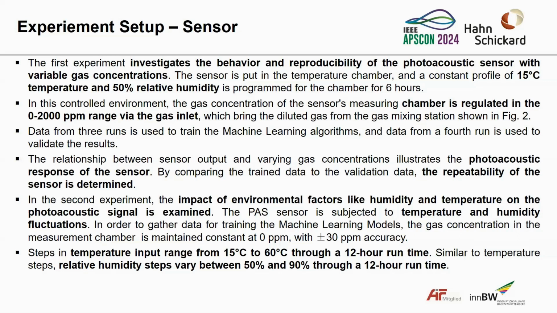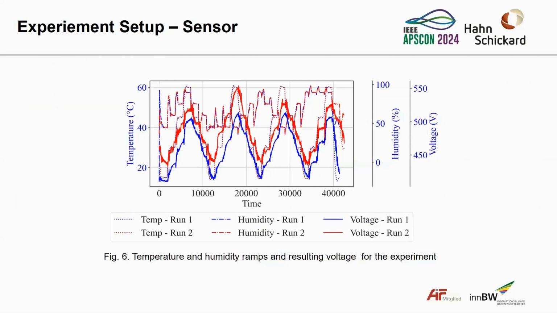So we provide a temperature input between 15 and 60 degrees centigrade in half an hour time steps for a 12-hour total runtime. Similarly, we go with the relative humidity between 50 and 90%, over a 12-hour runtime, again varying every 30 minutes. This is what the sensor response essentially looks like. These are the humidity, voltage, and temperature signals for different kinds of experiments.